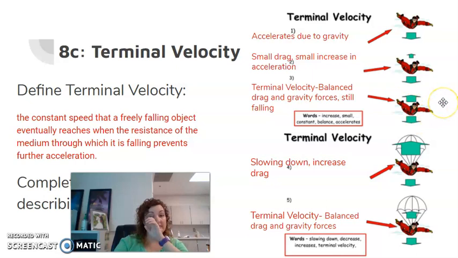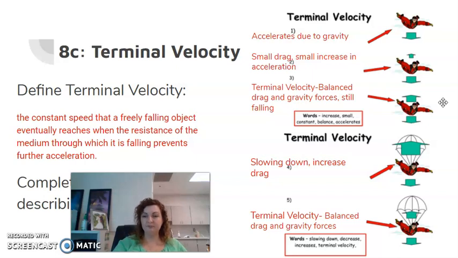Now, this one right here, we have equal arrows. So this is unique. This is terminal velocity. Terminal velocity is when we balance drag, which is air resistance, and our gravitational force downward. Even though it's balanced forces, we're still falling through the air, of course. There's nothing stopping us. But we've now reached our maximum velocity downward, so we are no longer accelerating. We can no longer go faster in a falling motion because our forces are equal.